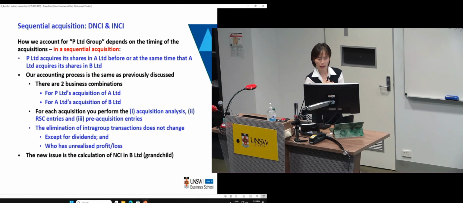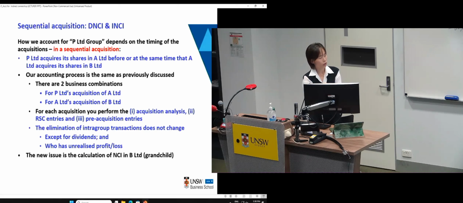Full elimination is required. So you have to eliminate all the intra-group assets, liabilities, revenue, expenses and equity. Right? Now, except for dividends, because the intra-group dividend actually depends on the ownership interest of the parent in the subsidiary. Okay, so you need to find out the intra-group dividend, and then eliminating those intra-group dividends may result in an adjustment of NCI. So we're going to have a look at this part separately later.